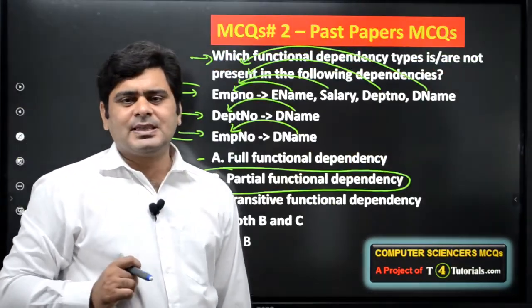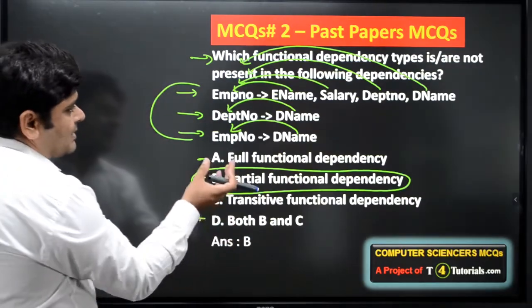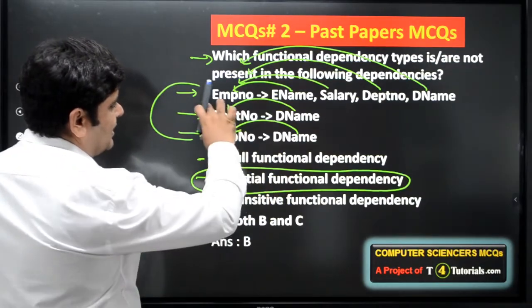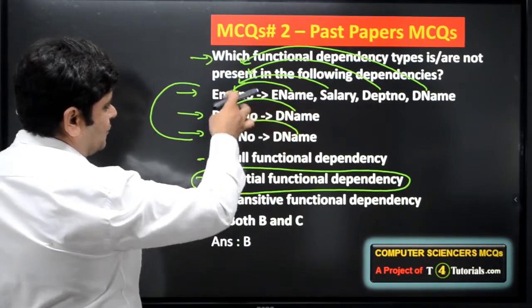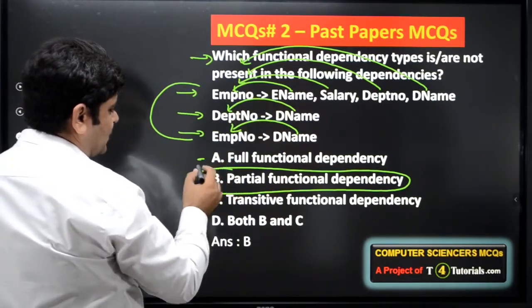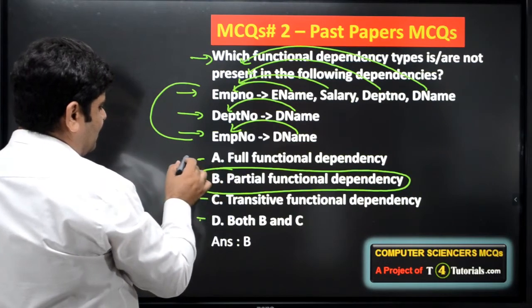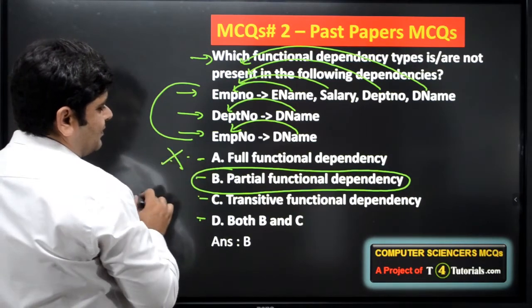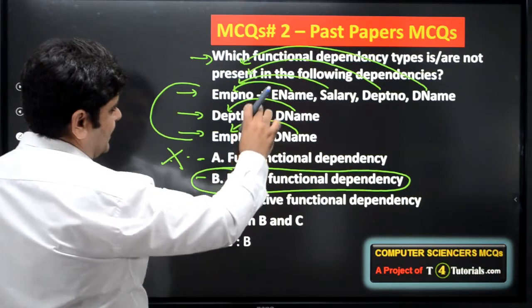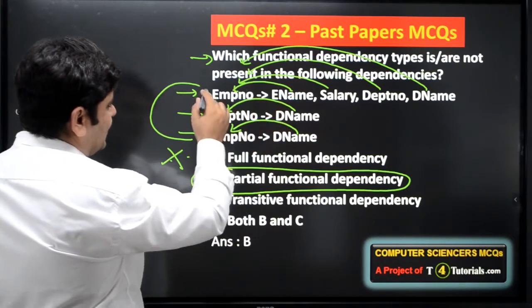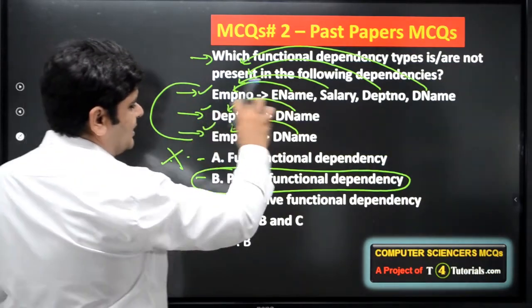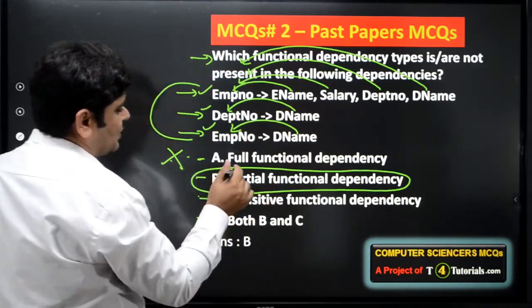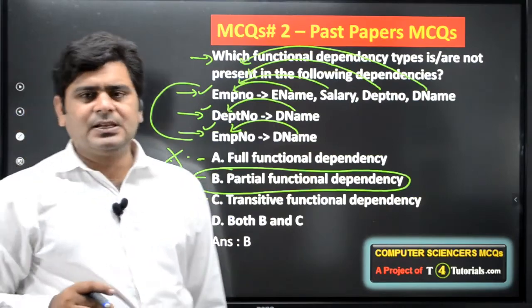And now the question is which kind of functional dependency is not present in the following dependencies? Here we can see that full functional dependencies exist. So A is not the correct answer. Partial functional dependency: here we can see that in these three relations there is no partial functional dependency. So the correct answer is partial functional dependency.